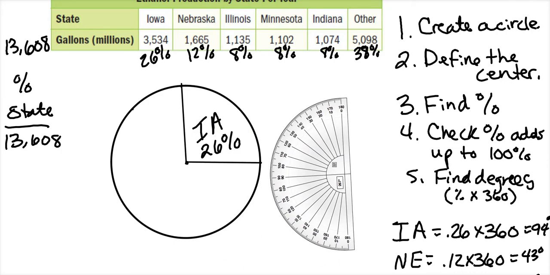Okay, I'm going to slide my thing out of the way. I'm going to get my line connector. We're going to go from the middle to my dot, maybe. Yep, right there. So that one was Nebraska, so we're going to label it with NE. And it was 12%.